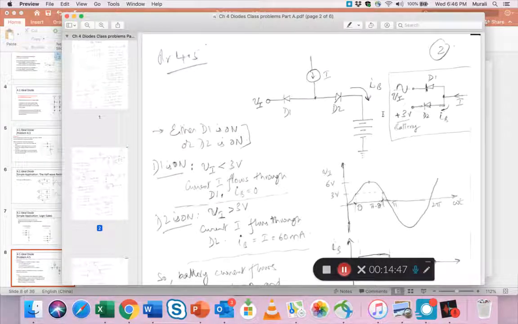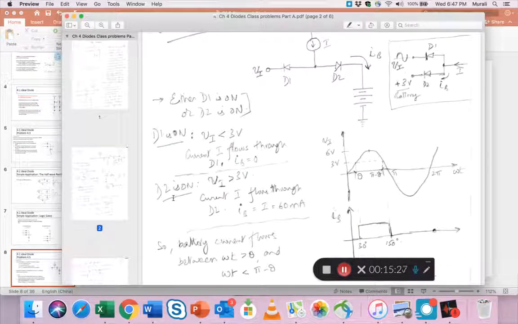Where did I get the 3? The 3 is the battery voltage. So when Vi is less than 3, current I flows through D1 and nothing flows through the battery. The current flows here, but nothing flows through here. So that is the condition when D1 is on. You can check this: do some math, assume Vi is 2 volts, apply the same rules we applied to the last problem, and see if it satisfies.